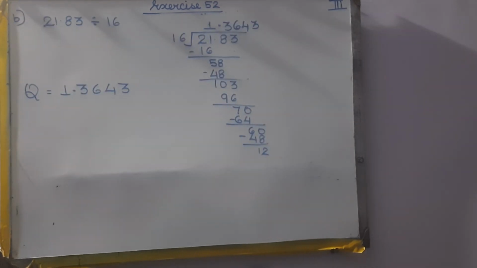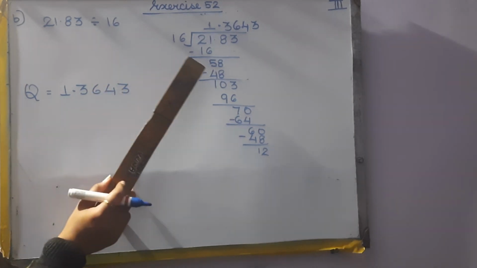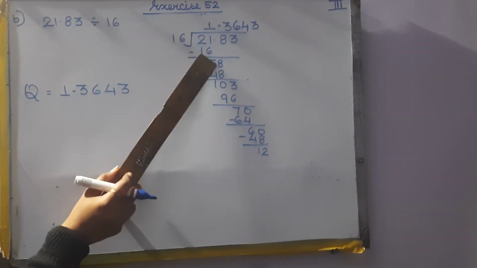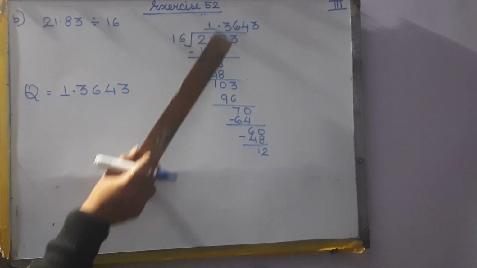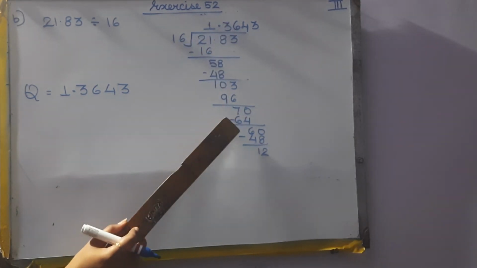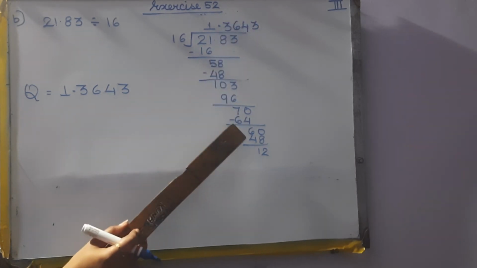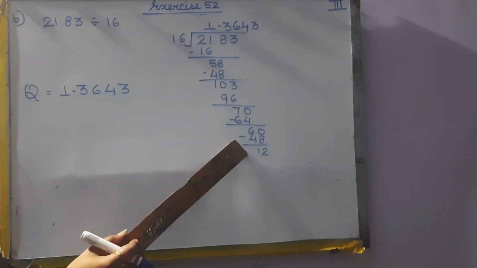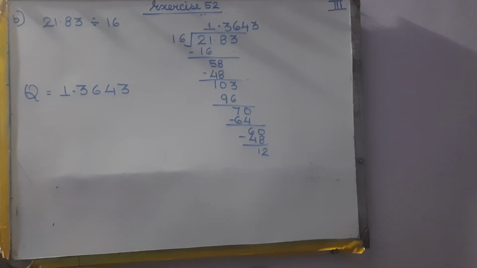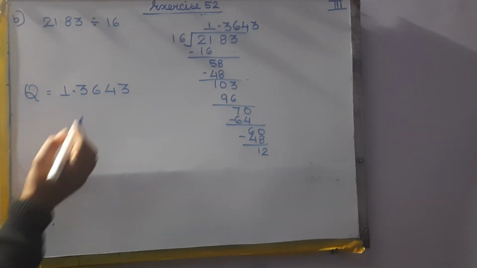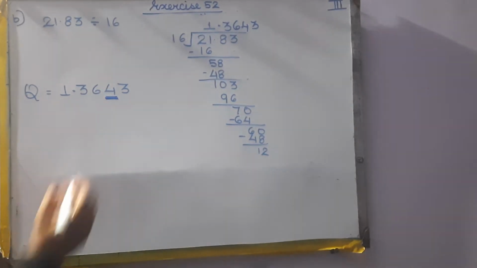Second one, when we divide 21.83 by 16: 16 ones are 16, remainder 5, brought down 8, put the point, 3 sixteens are 48, then 6 sixteens are 96, then 4 sixteens are 64, then 3 sixteens are 48, and the remainder will be 12. So the quotient we have got is 1.3643.